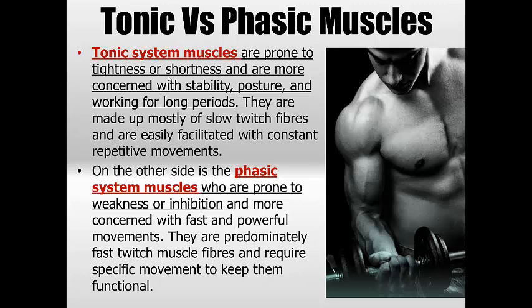On the flip side, the phasic muscles are prone to weakness and inhibition, and are more concerned with fast and powerful movements. Examples are the glutes in the hips, and the serratus anterior for the shoulder, which is really activated with boxing and powerful movements like that. They're predominantly fast twitch fibers and require specific movement to keep them fully functional and strong. These ones are usually the problem that keeps chronic pain running, and these are the ones that need to be toned down.